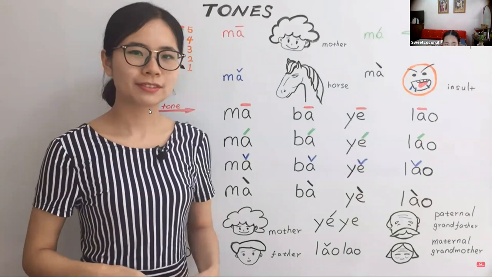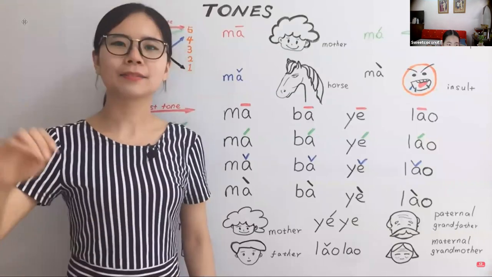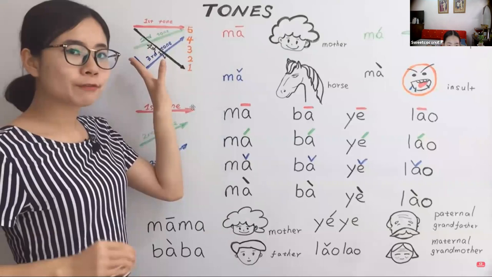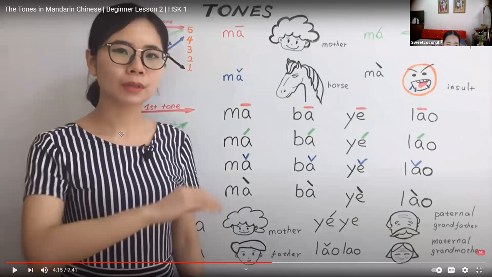For this tone, I will go like this. The third tone starts off in the lower range of your speaking voice, drops a little, and then rises. The key to making this tone sound correct is to make sure you start off with a low pitch. It sounds like, well, well, well. Now please repeat after me.